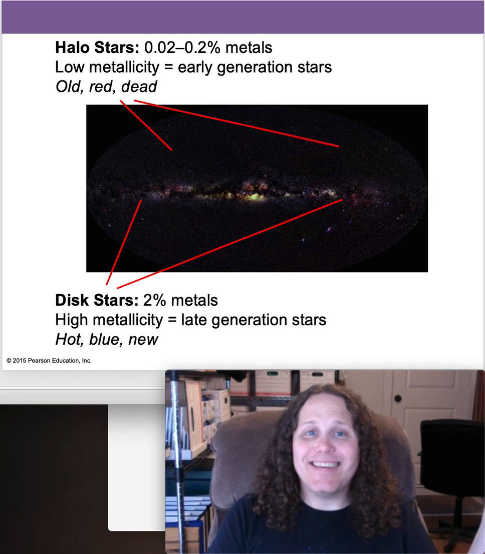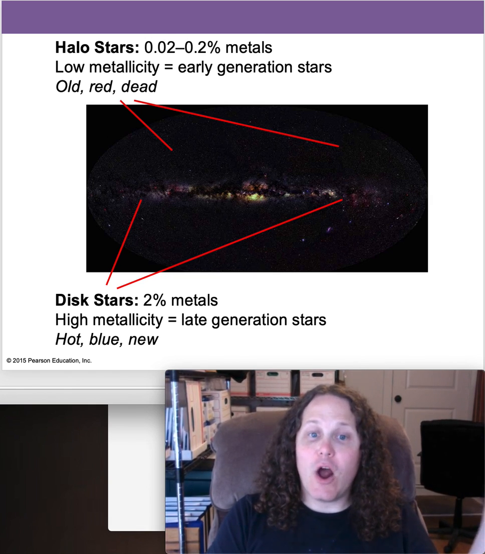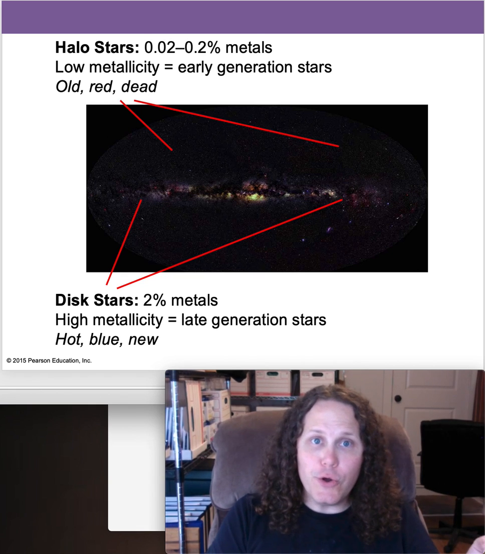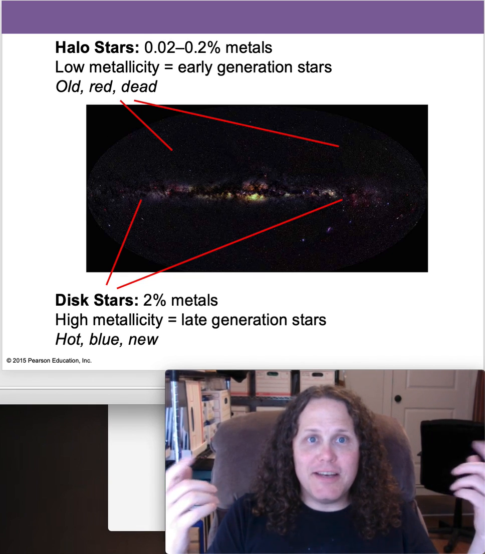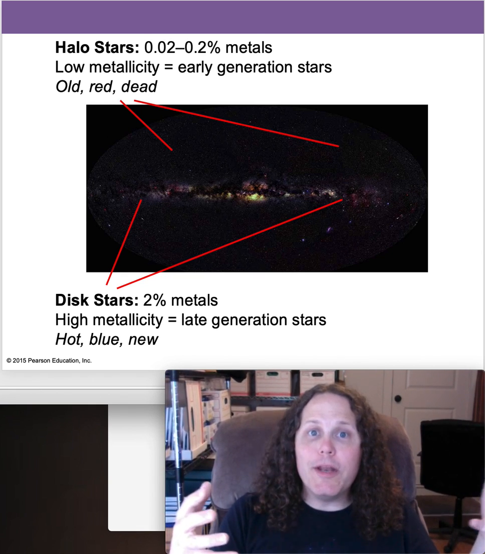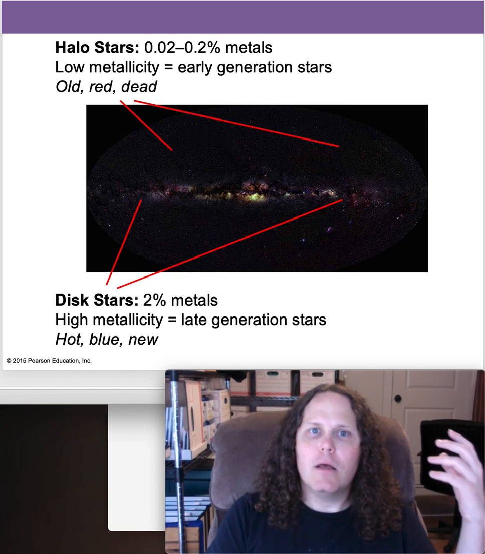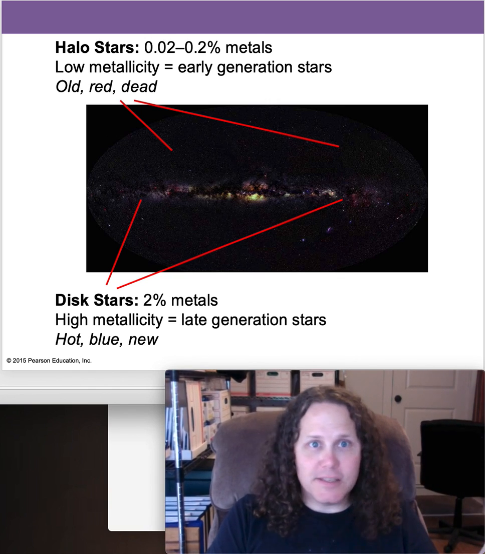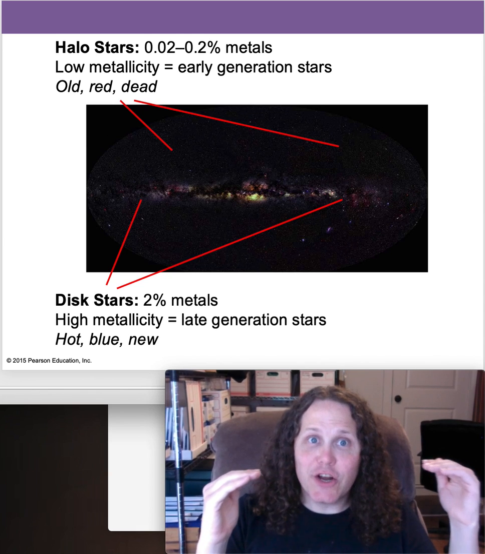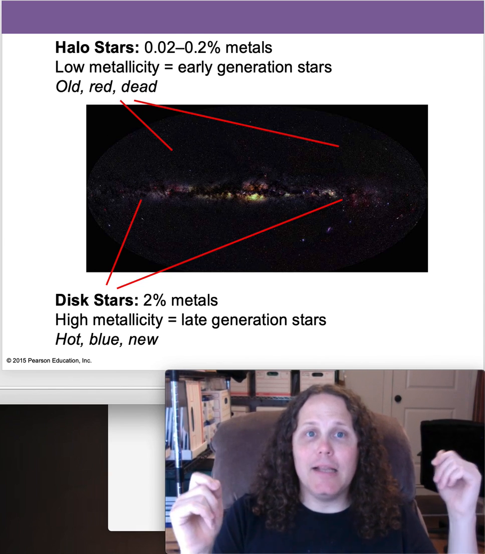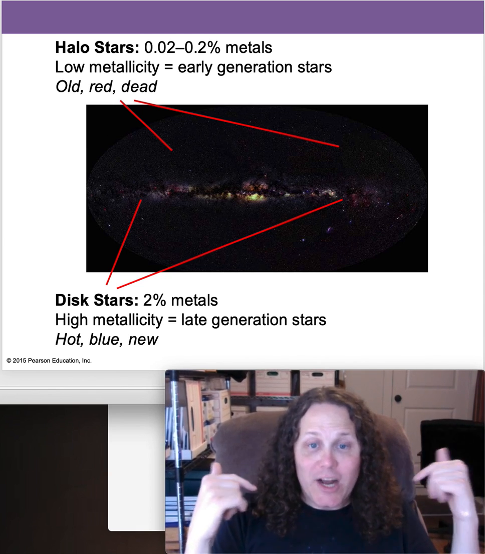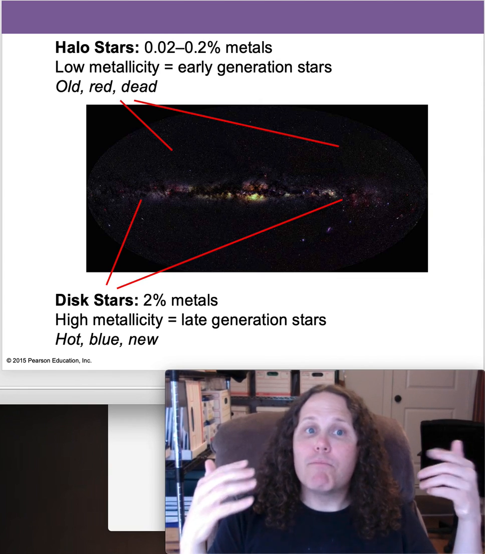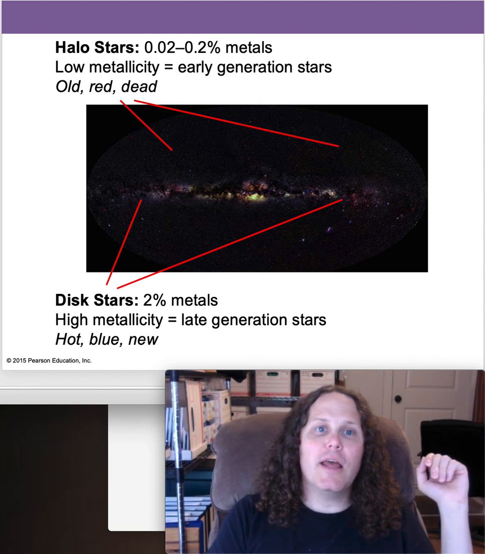Now compare that to the disk stars, which astronomers say are hot, blue, new. That is, the luminosity of the disk is dominated by luminous, massive, young blue stars. The disk stars are, on average, late generation stars. They are high metallicity stars. The gas in our sun was recycled from previous supernova explosions.